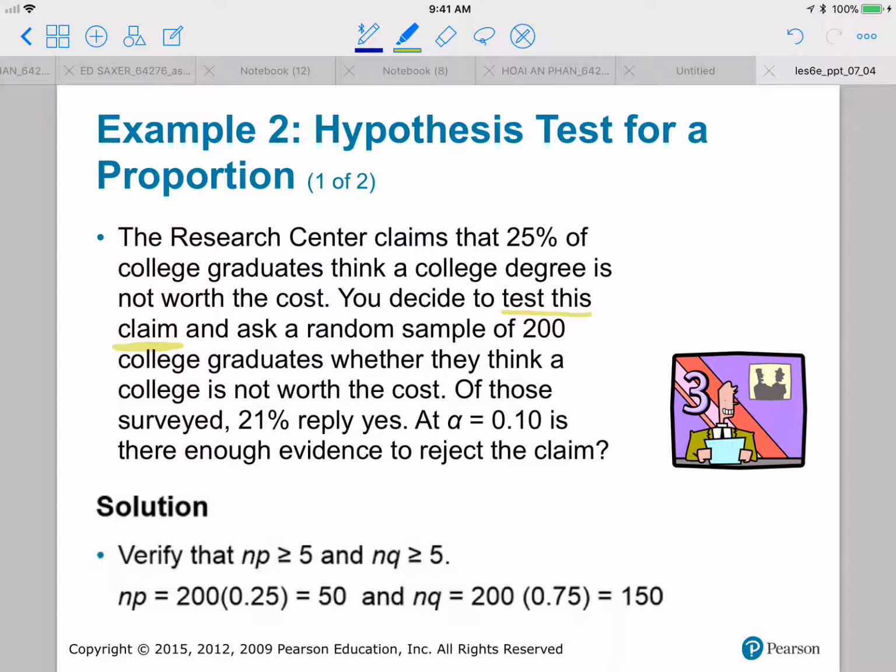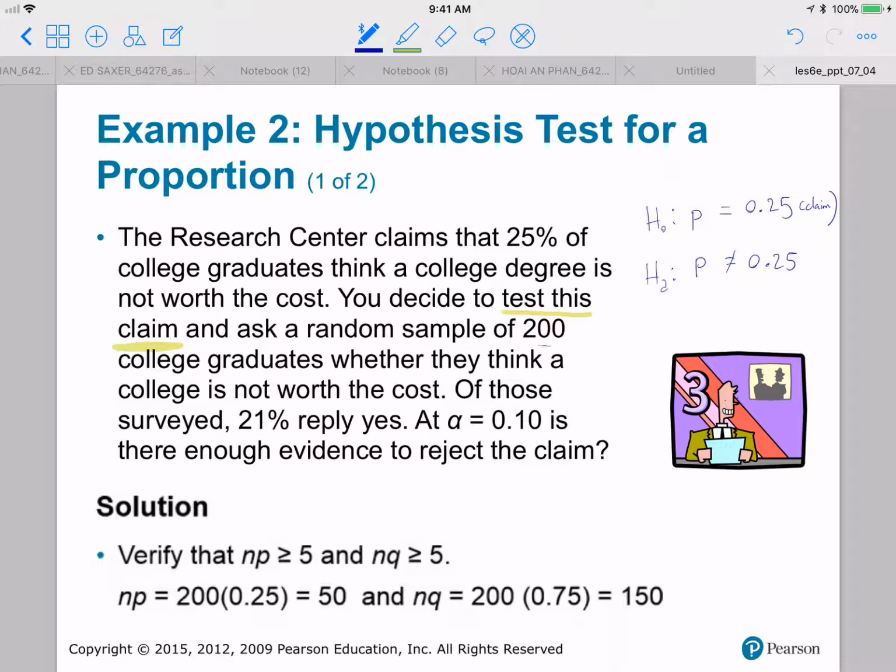What is your claim? Your claim is that 25% of graduates think a college degree is not worth the cost. So the claim is going to be P equals 0.25. And we write the complement of it, which is P is not equal to 0.25. H naught is going to be the first statement. H sub A is going to be the second statement. So our claim is going to be H naught, the null hypothesis.